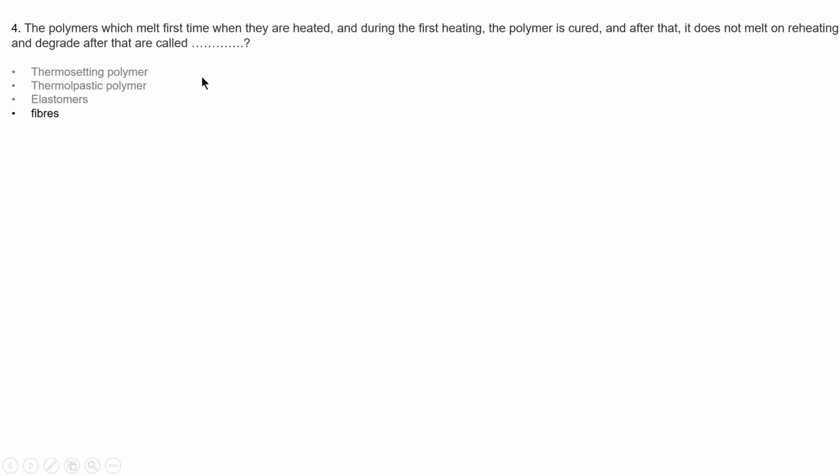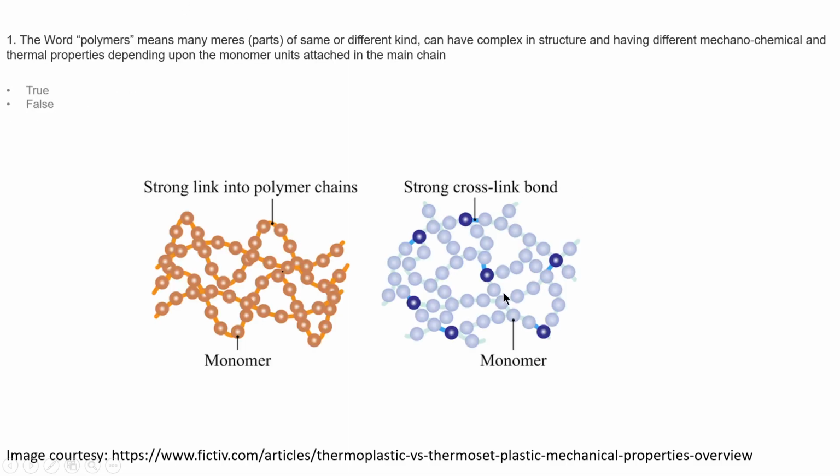Thermosetting means once they are heated and cured, during the curing reaction, the polymer molecules cross-link together. I'm just going back to the previous question to show the image. These monomers, you can see that they form strong cross-link bonds. Once they form the strong cross-link bonds, the molecular structure of the polymer will start having some rigidity inside. What does rigidity mean? When the polymer molecule is rigid, it means that it is not flexible enough and it cannot move around.